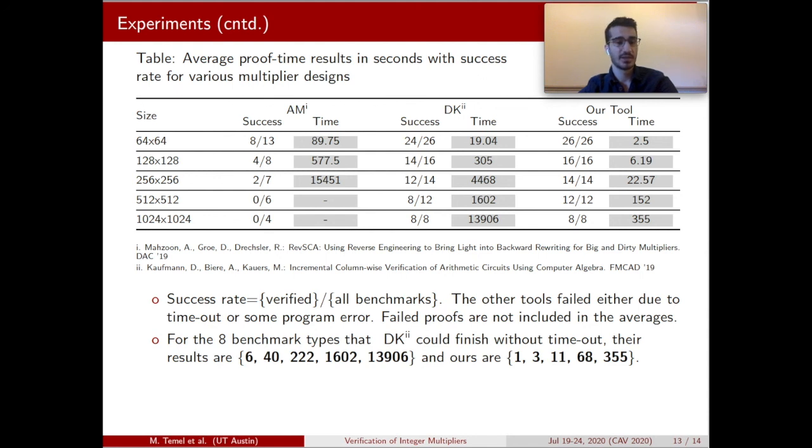The complete table will show that our tool is more consistent and gives more similar results for all the multiplier types, whereas the other tools give more fluctuating results for some benchmarks with different algorithms.